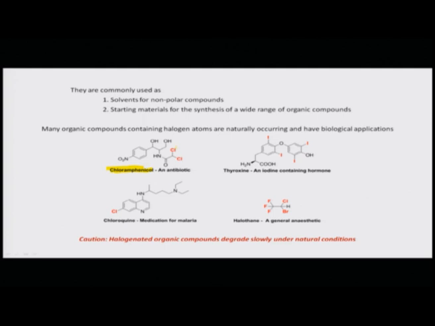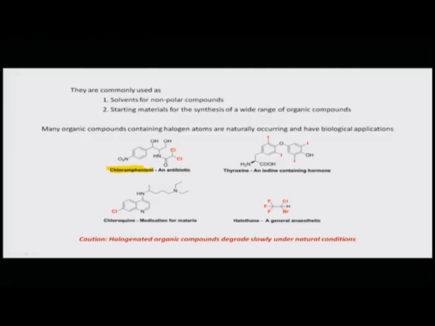This particular compound, chloramphenicol, is used against typhoid. It is also good against plague and so on, but it is most commonly used against typhoid. So it has 2 chlorine atoms, and you would also find that these chlorine atoms are attached to an sp3 hybridized carbon atom. So this is an example of a haloalkane.